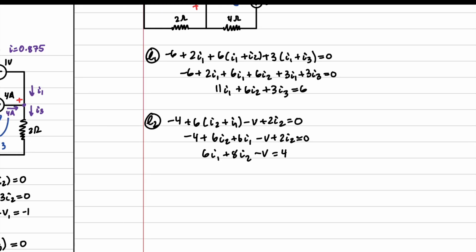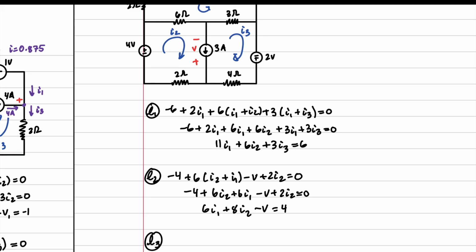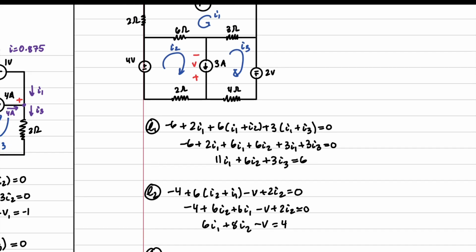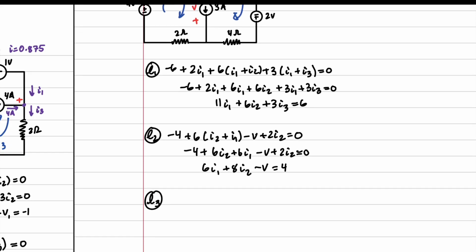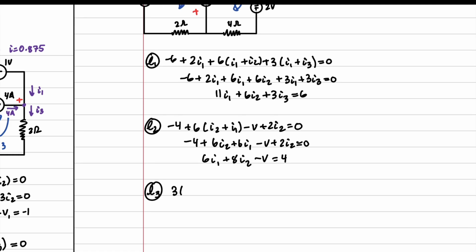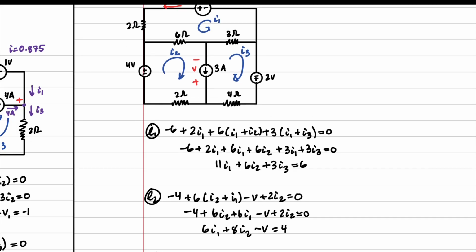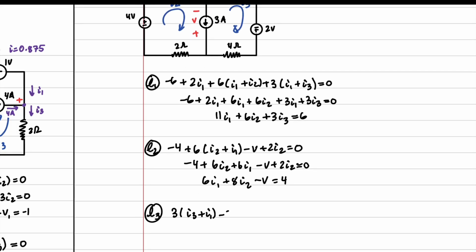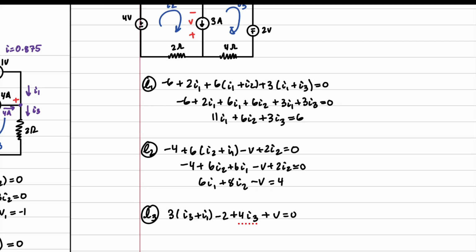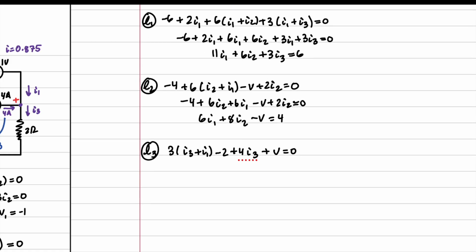Last loop, loop 3. First, we're going to go through the 3 ohm resistor. I3 plus I1 minus 2 plus 4I3 plus V. We're going to simplify this.